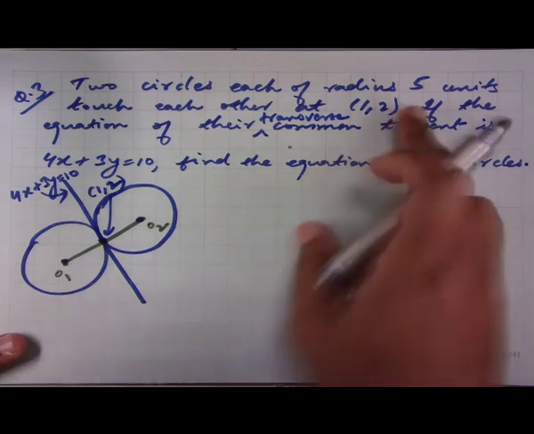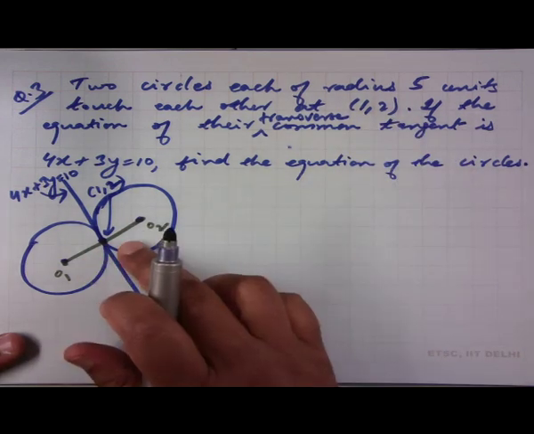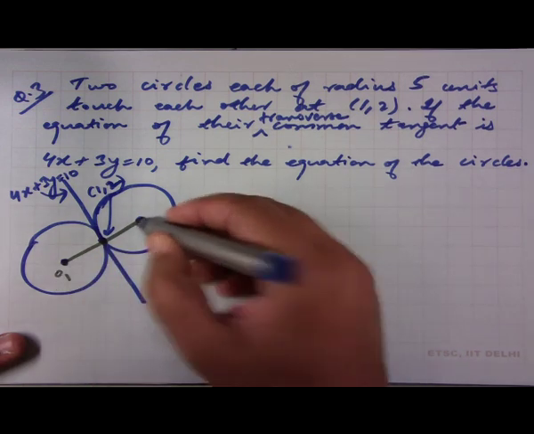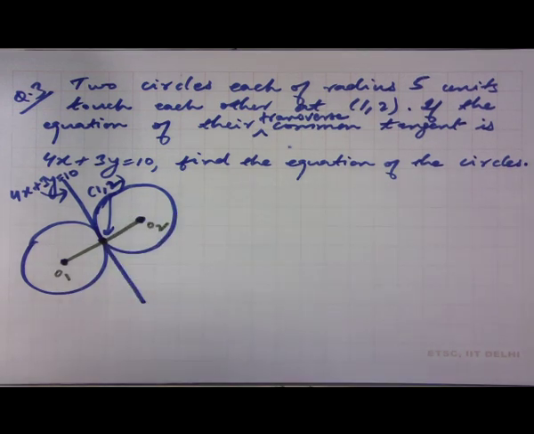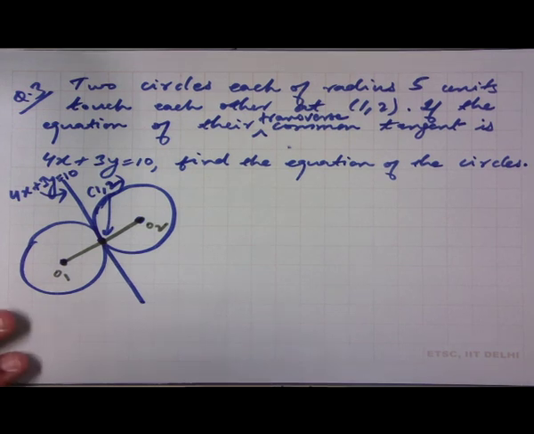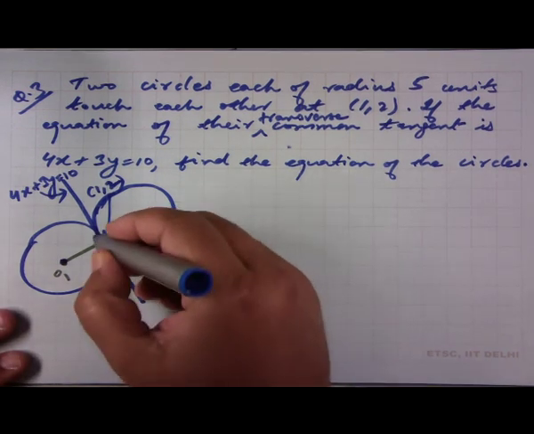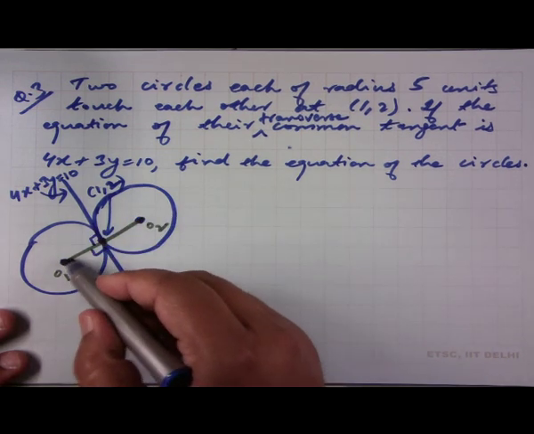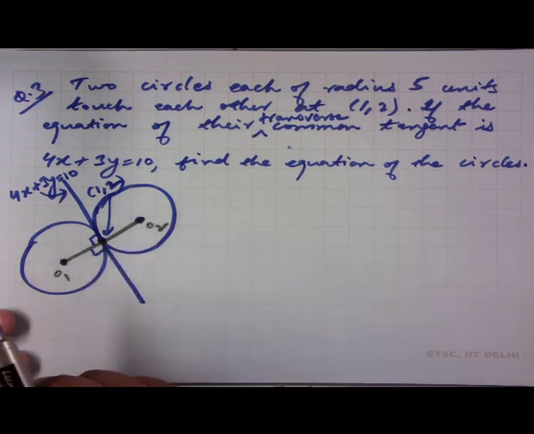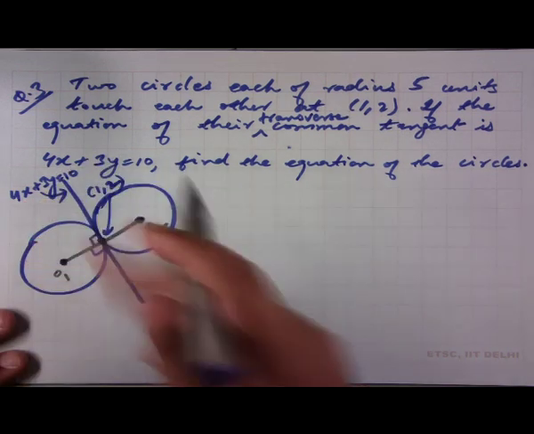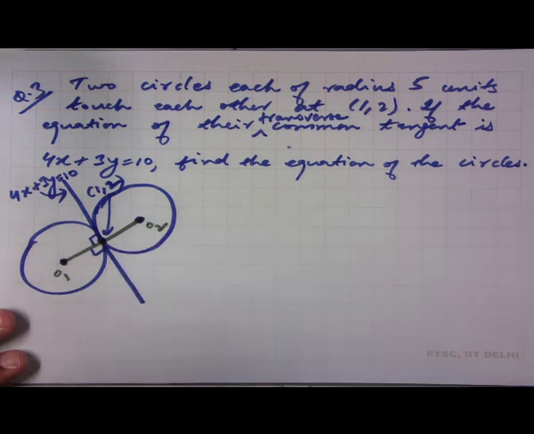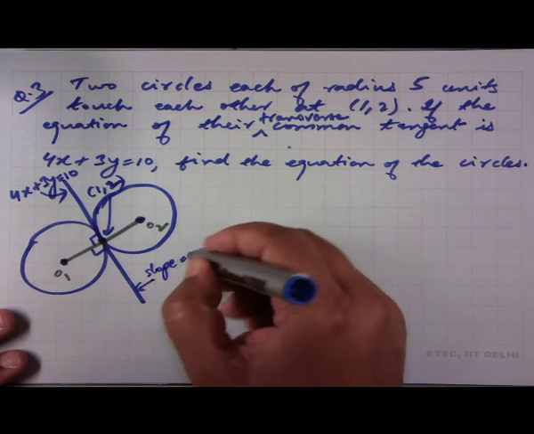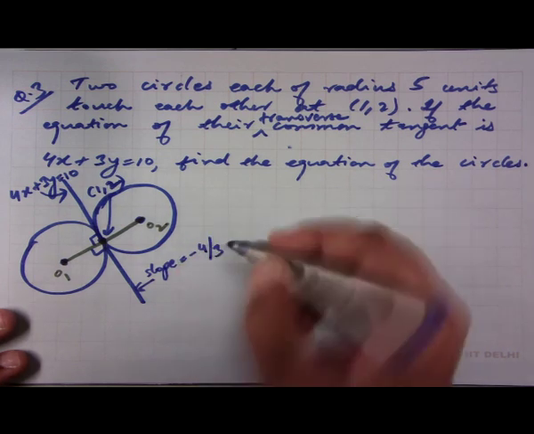So, we already know the radius of these two circles. If we can somehow find the coordinates of these two centers, then writing down the equation of these two circles will be easy. Now, we know that the tangent makes an angle of 90 degrees with this straight line joining the two centers. The slope of this tangent is minus 4 by 3.